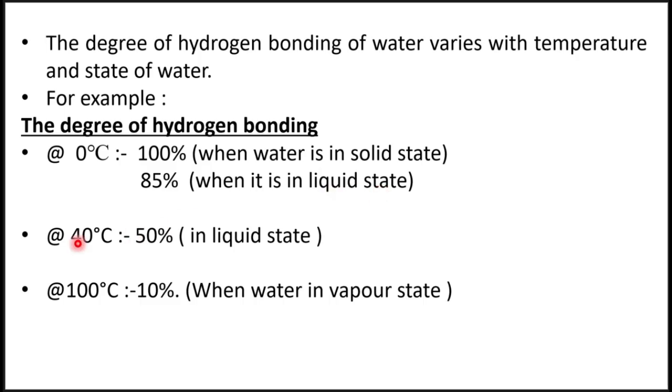But at 40 degrees Celsius, halfway towards boiling, 50% of hydrogen bonding will be there. Half of the hydrogen bonds will be broken. But at 100 degrees Celsius, that means in vapor form, there will be 10% of hydrogen bonding. Some amount of hydrogen bonding will be present. Okay, so next we will see the structure of ice.